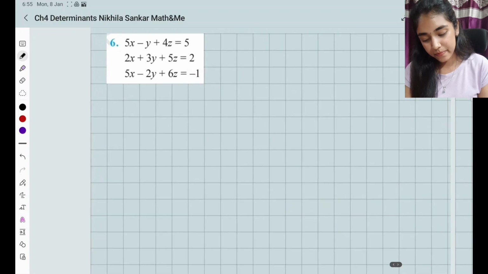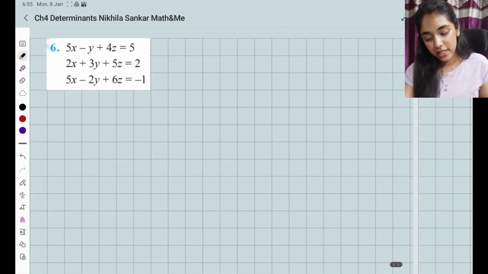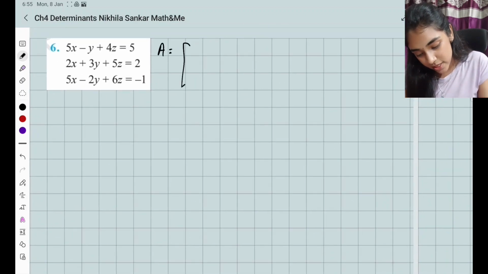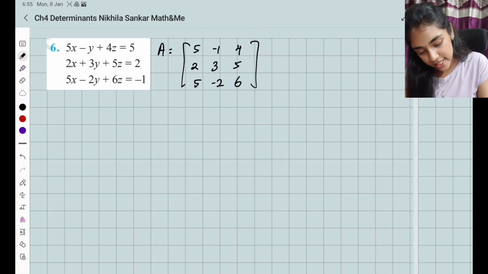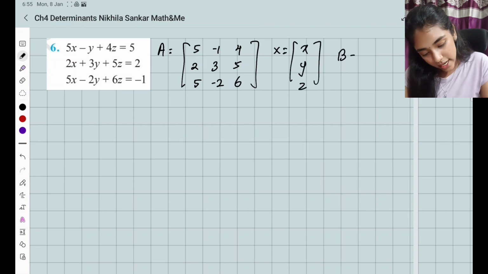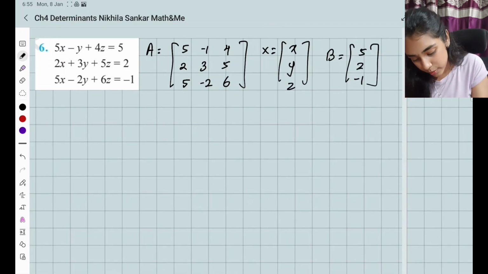Question number 6. Here also you have to find the consistency in the same way. So, you have A matrix, which is 5, minus 1, 4, 2, 3, 5, 5, minus 2, 6. And X matrix is going to be as usual X, Y, Z. And B is going to be 5, 2, minus 1. So, first let us find the determinant of A.